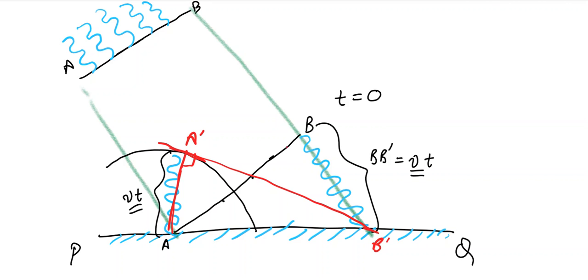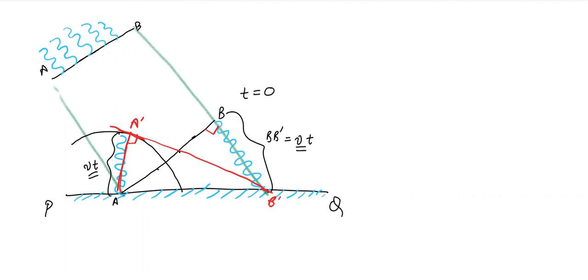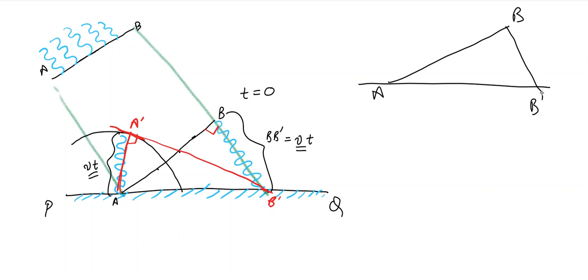So now we are talking about two triangles. Which two triangles are we talking about? A, B, and B prime. This is 90 degrees. Why is it 90 degrees? Because AB is the wavefront and BB prime is the direction of wave propagation. So it has to be 90, and the distance is Vt.